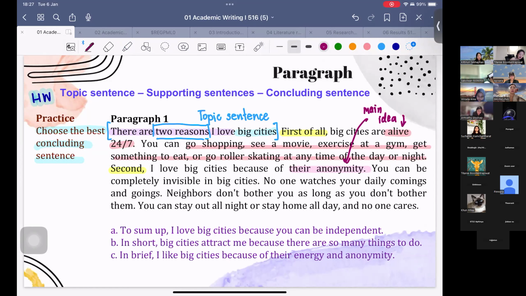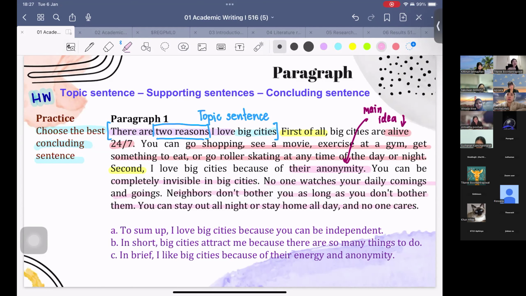And if you keep reading, you're going to see that the author provides elaboration as well, explaining why anonymity is a good thing. The author said that you're going to be completely invisible in big cities. Nobody is going to watch your comings or goings. Neighbors don't bother you as long as you don't bother them. So technically, you can stay alone and nobody cares, and you don't need to care about a lot of people. That would be a good thing. So there are two reasons being presented and explained in this paragraph.